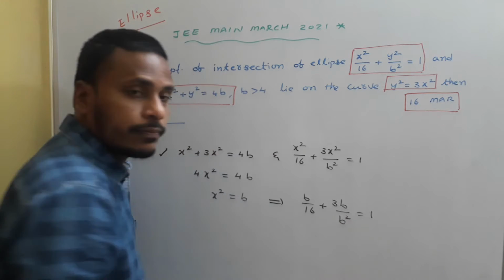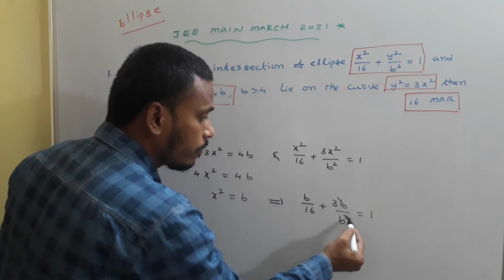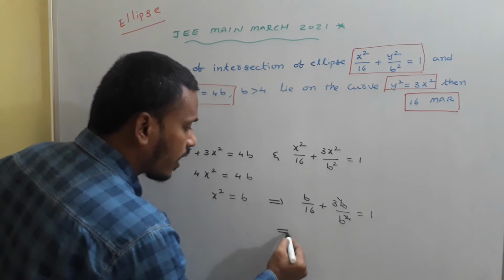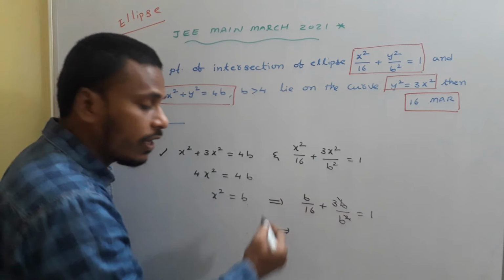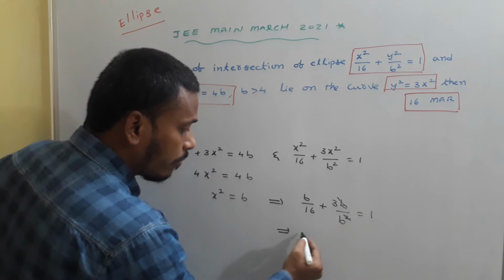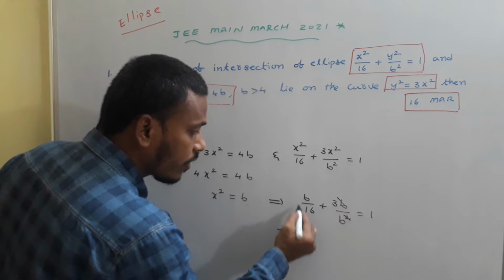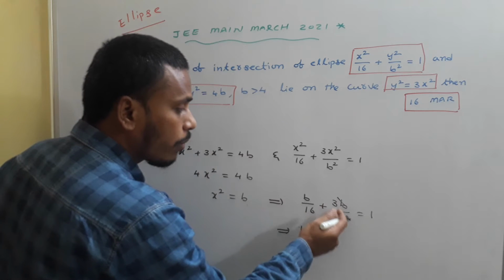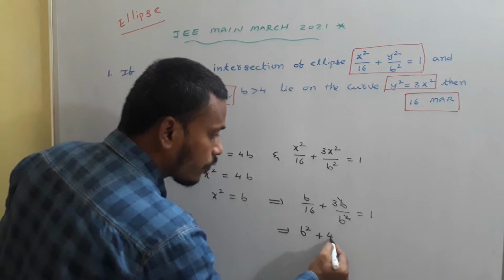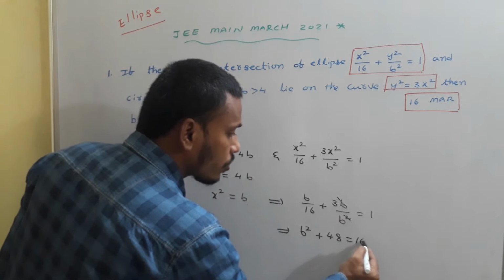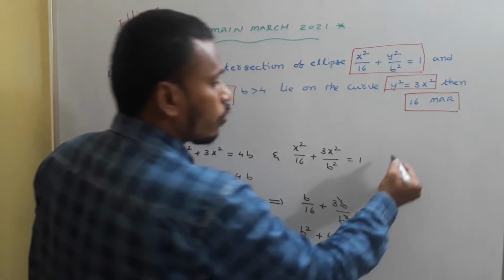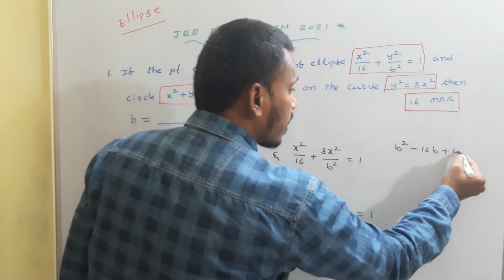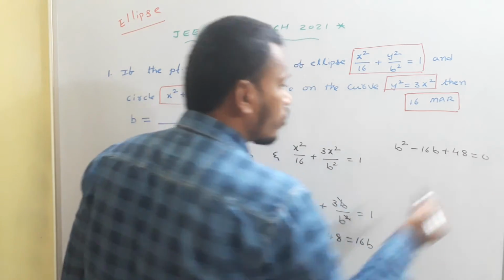So you simply cancel out one b and then make a quadratic in terms of b. You will get it like this. Multiply everything with 16b. Okay. If you multiply with 16b, it becomes b square, plus 48 is equals to 16b. So finally, b square minus 16b plus 48 is equals to 0.